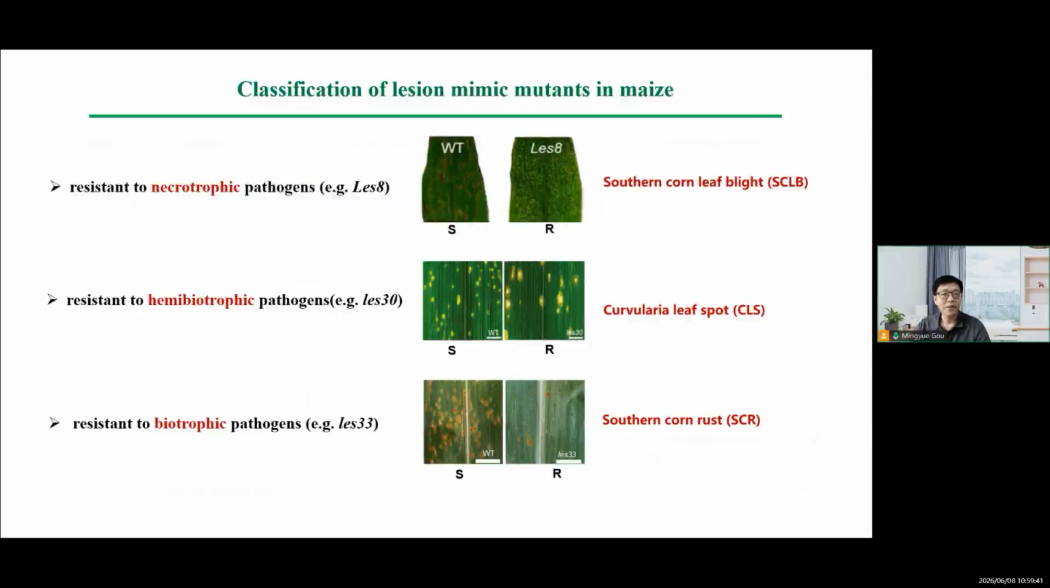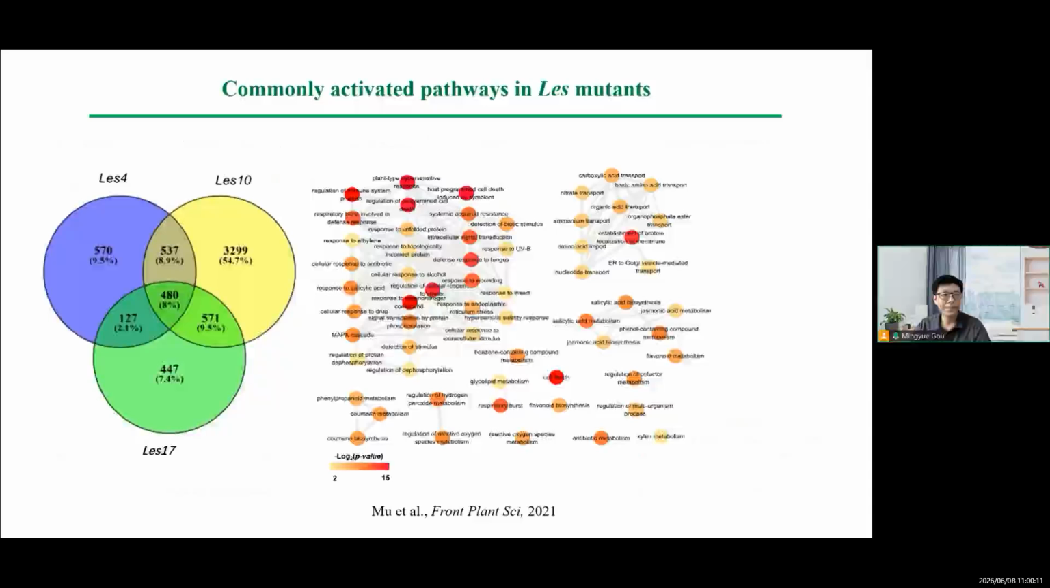We also classify maize lesion mimic mutants according to their resistance to diseases caused by different types of pathogens. For instance, LES8 is resistant to southern corn leaf blight caused by a necrotrophic pathogen. LES30 is resistant to Curvularia leaf spot caused by a hemibiotrophic pathogen. LES33 is resistant to southern corn rust caused by a biotrophic pathogen.